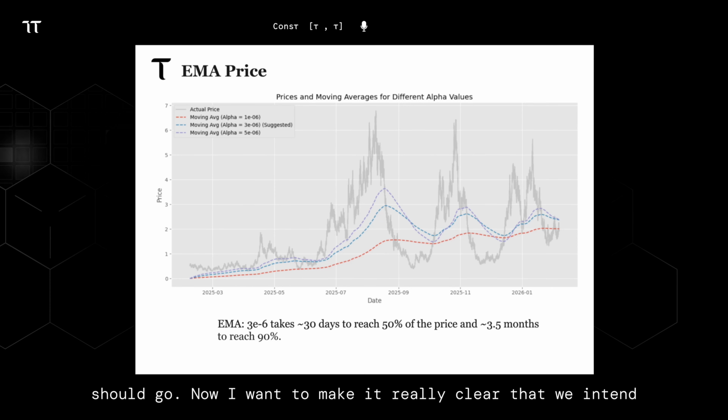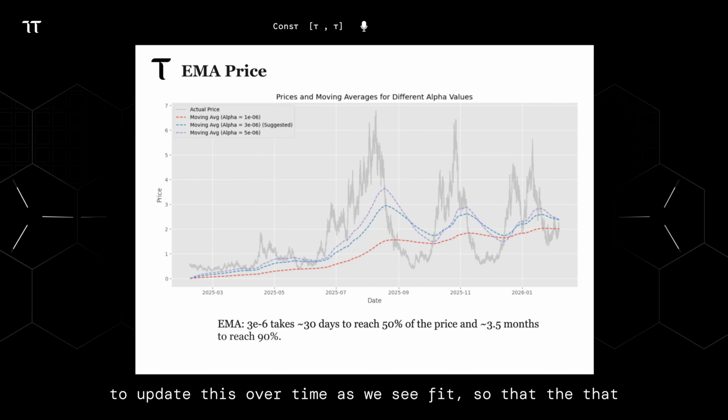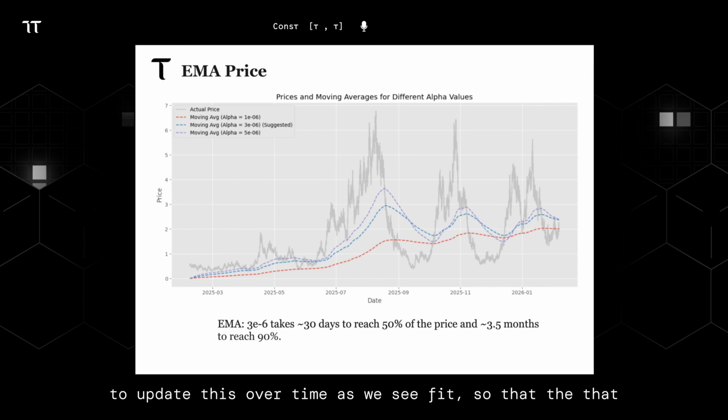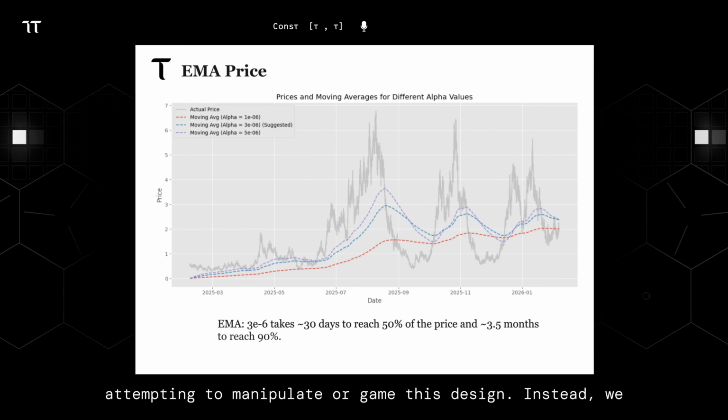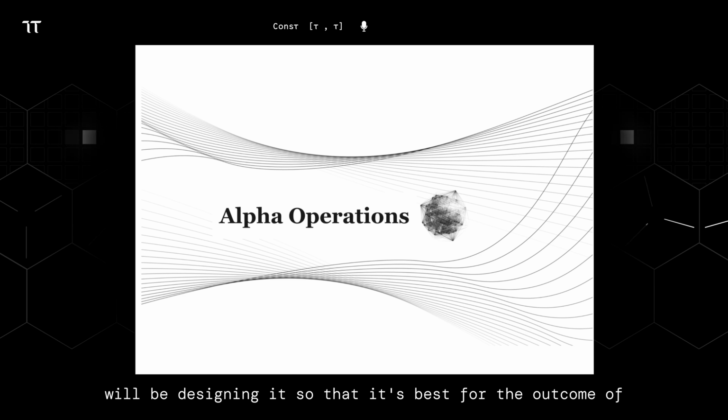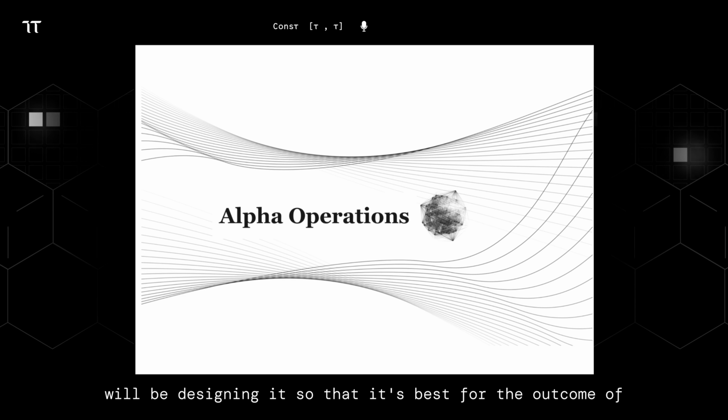Now, I want to make it really clear that we intend to update this over time as we see fit, so that it should be clear for subnet owners that they shouldn't be attempting to manipulate or game this design. Instead, we will be designing it so that it's best for the outcome of tau.